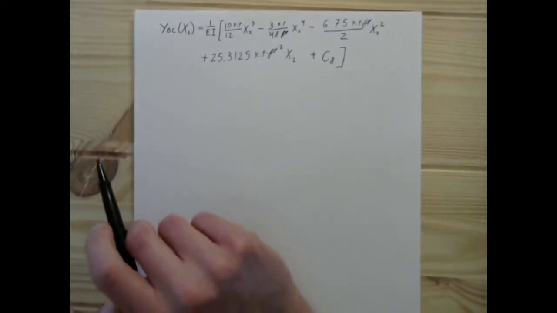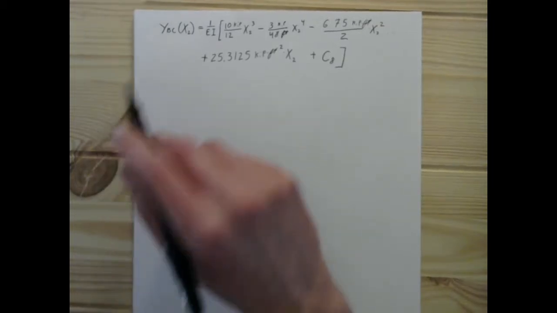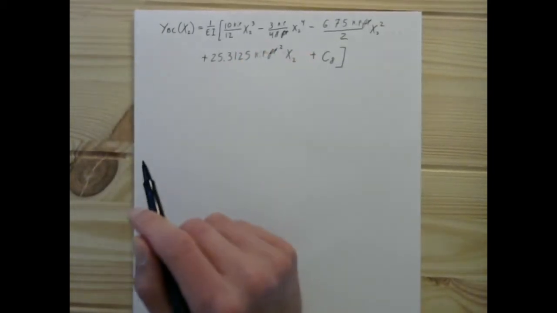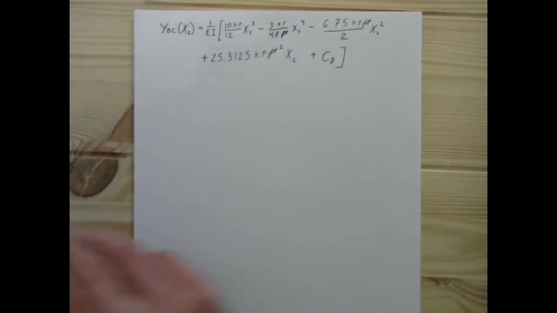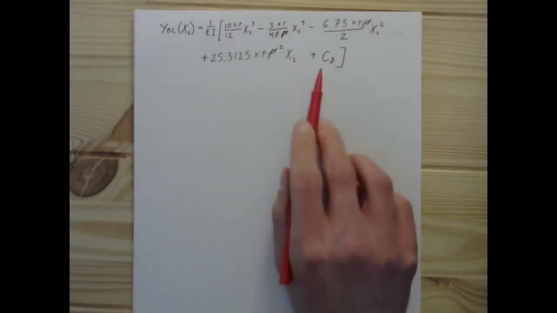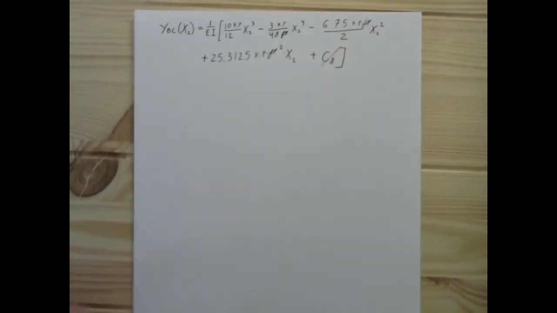Now, the boundary condition for this is that at point B there is a roller, and thus the deflection has to be 0. So that very conveniently means that our final constant of integration immediately goes to 0 because of that. So that's convenient.